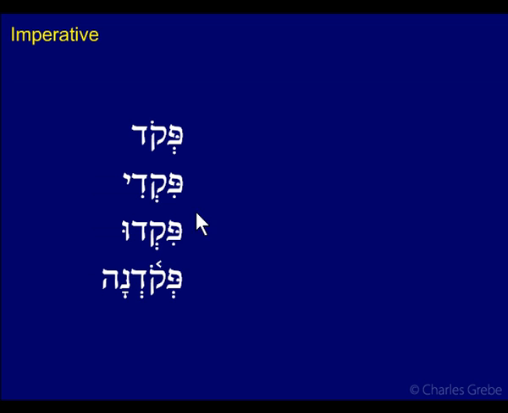So, pekod, pikdi, pikdu, pikodna. And these two in the middle are the ones that have the hiriq. So pekod is masculine singular, pikdi is feminine singular, pikdu is masculine plural, and pikodna is feminine plural. So this is something to memorize. Let me put my big M here.